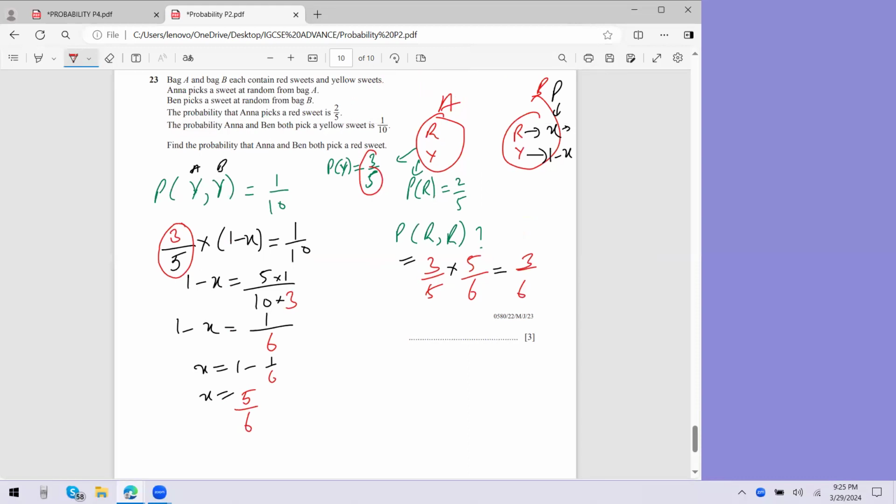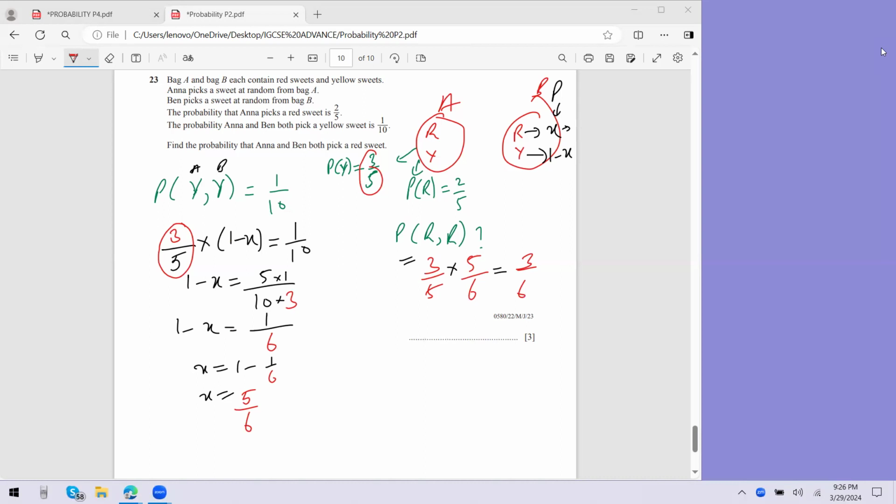Now please wait a while. Meanwhile, I can attach the file. I think it is already there. The answer is 3/6. No, it's 1 over 3. We are not getting 1 over 3. Oh, I got 1/4. We need 1 over 3. Red is 2 over 5, 3 over 5. What did I use? It is 1 over 10.